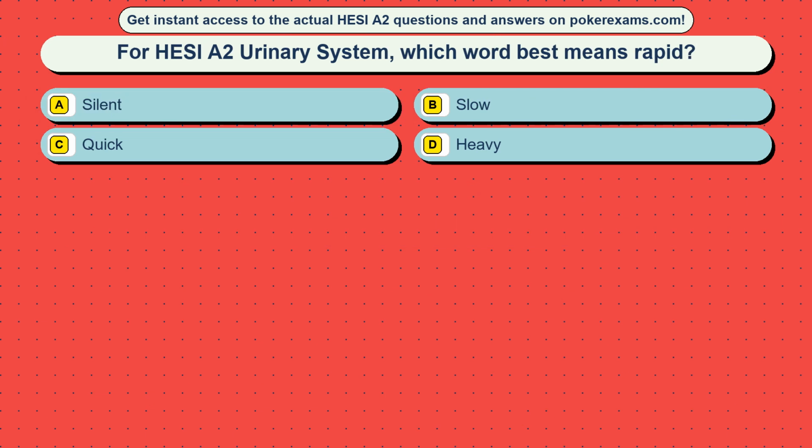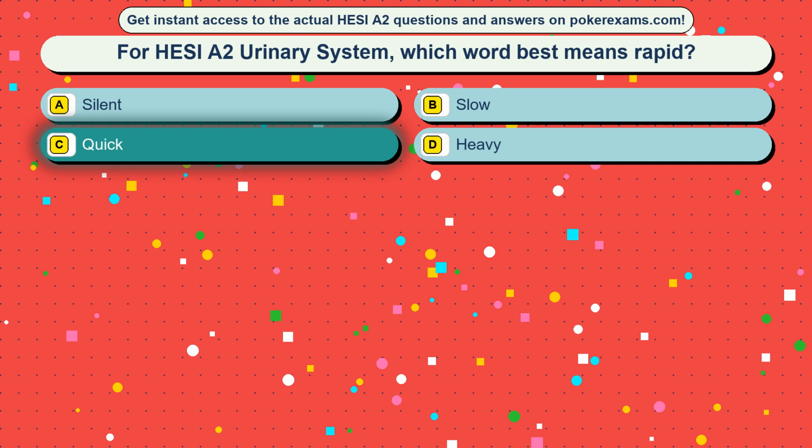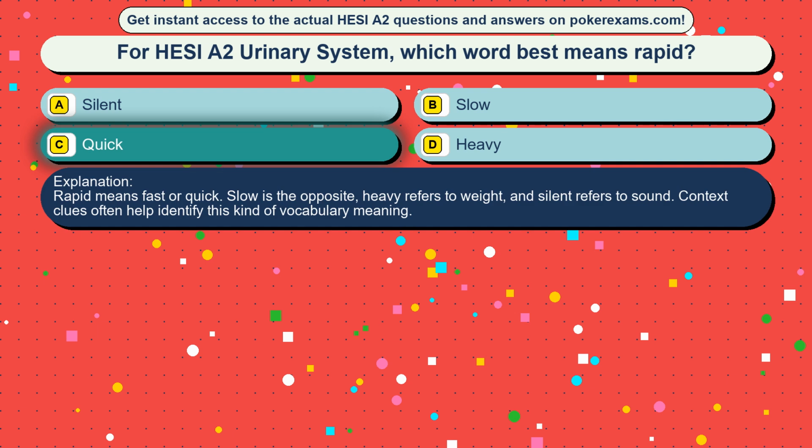Question 12. For HESI A2 urinary system, which word best means rapid? Option A, silent. Option B, slow. Option C, quick. Option D, heavy. The correct answer is option C, quick. Rapid means fast or quick. Slow is the opposite, heavy refers to weight, and silent refers to sound. Context clues often help identify this kind of vocabulary meaning.